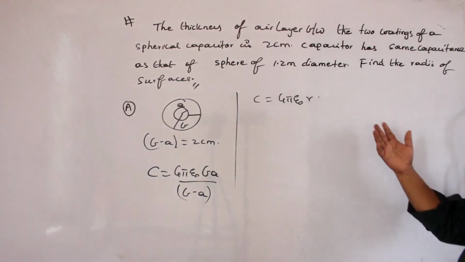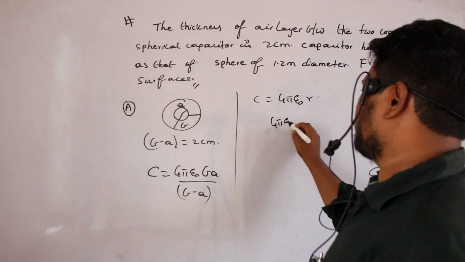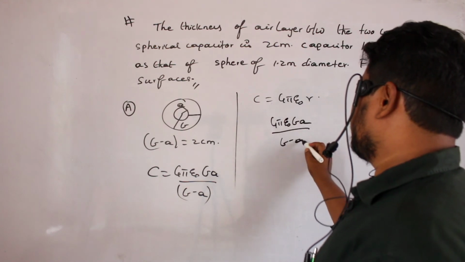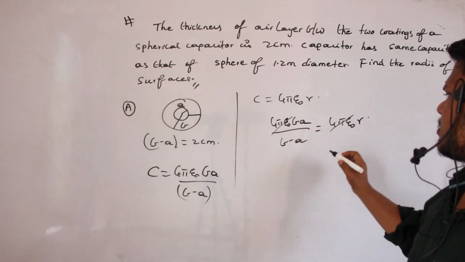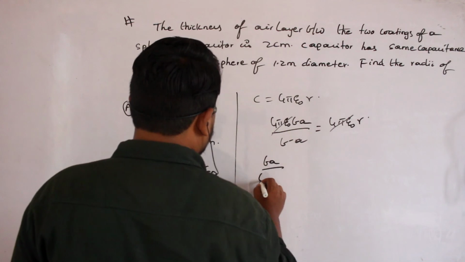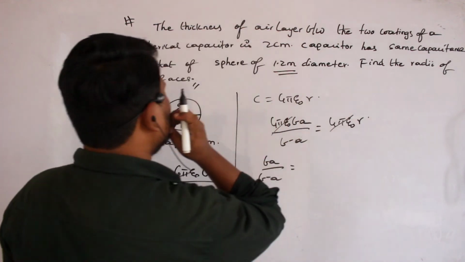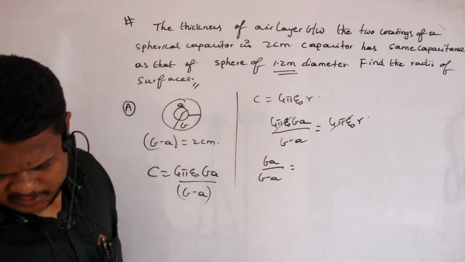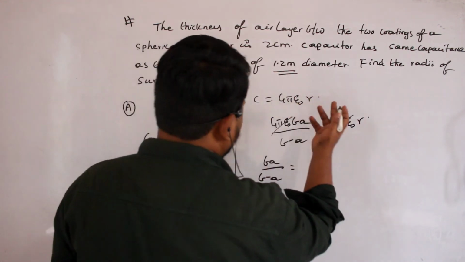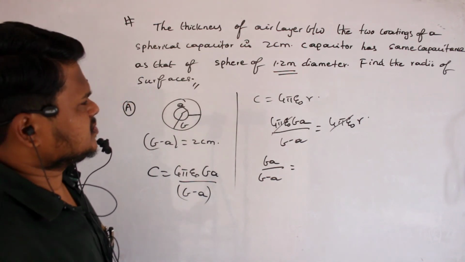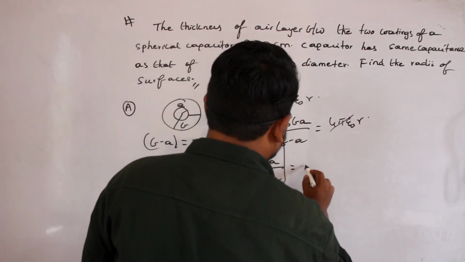Just equate both of them, that's all. He is saying this C and this C are equal. So what can I write? 4 pi epsilon naught into b a divided by b minus a is equal to 4 pi epsilon naught into R. So 4 pi epsilon naught gets cancelled. Therefore ba divided by b minus a is equal to R. R means radius. He gave a diameter of 1.2 meters, so radius will be 0.6 meters. The remaining values are given in centimeters, so I will write this as 60 centimeter.